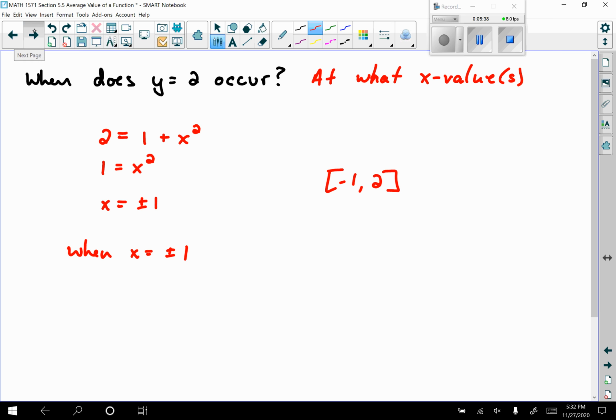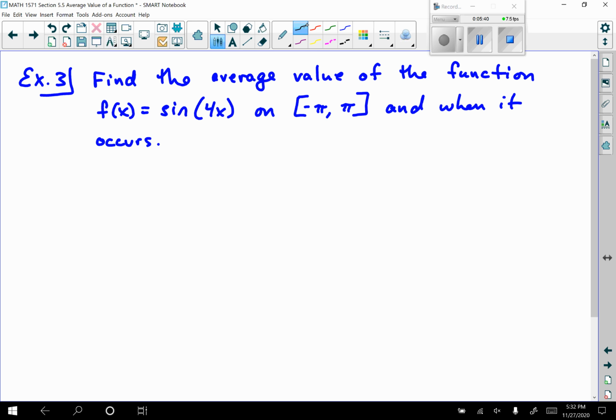All right, let's just try one more. Here we're going to find the average value of the function f of x is equal to sine of 4x on the closed interval from -pi to pi, and again when it occurs. So we're going to find the x values where this happens. If you'd like to pause the video and give this a try, feel free to.